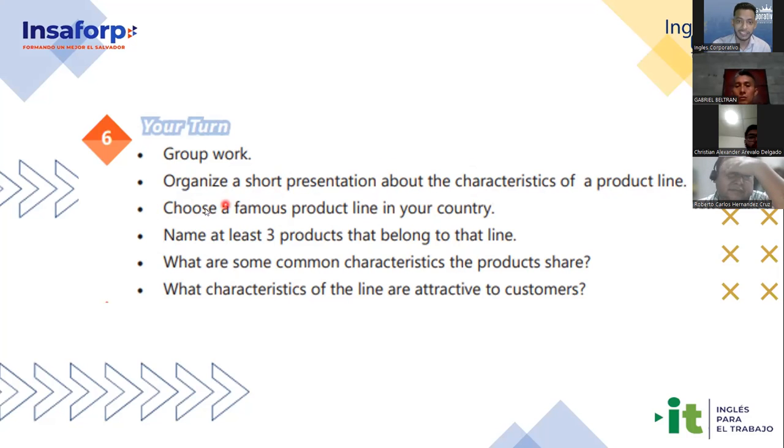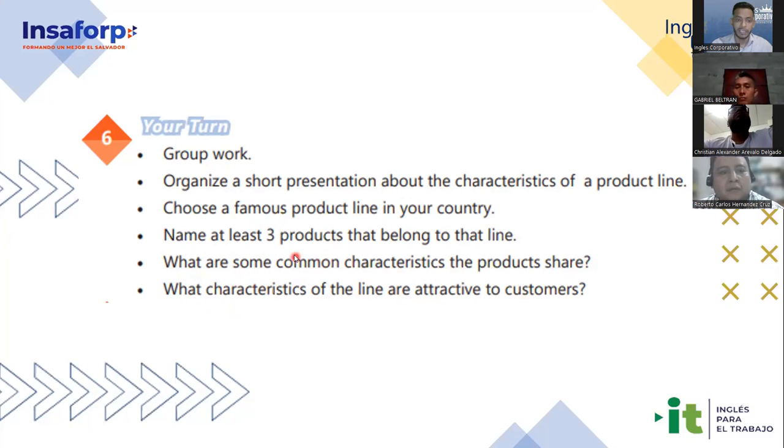Then it says, the second step is choose. You're going to choose a famous product line in your country, and then you're going to name at least three products that belong to that line. And then we have two questions that we need to answer here. What are some common characteristics the products share? What characteristics of the line are attractive to customers? Okay. That's the activity we are going to do.